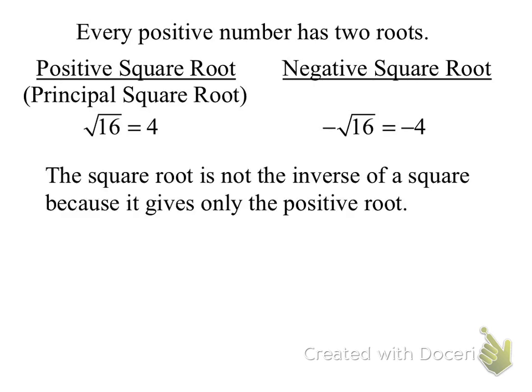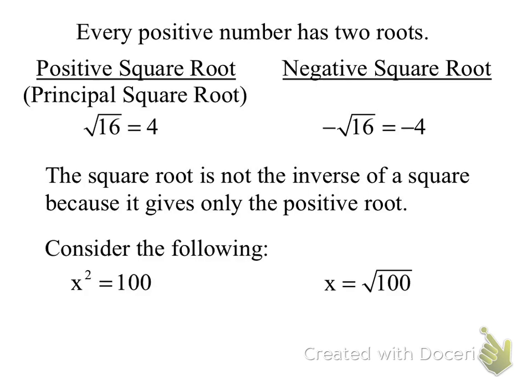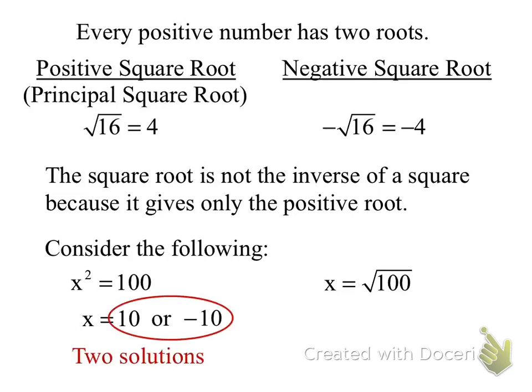All right. The square root is not the inverse because it only gives the positive root. So what times itself equals 100? 10. Or negative 10. We have two solutions there, right? But what is the square root of 100? 10. Only the principal root, 10, the positive one, right?